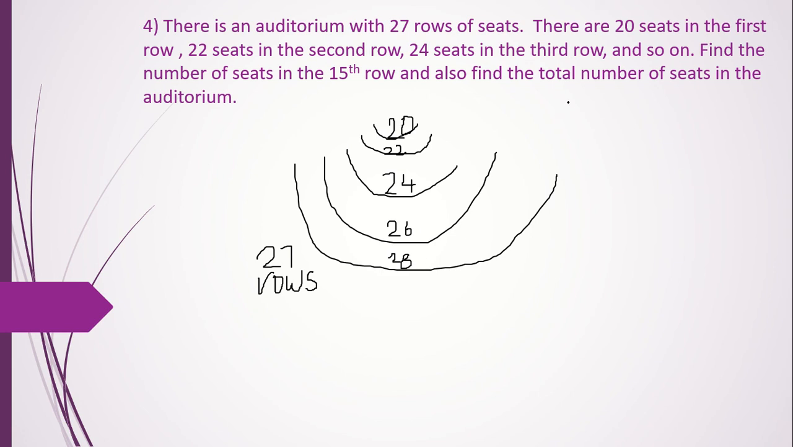So what we can say, that this sequence 20, 22, 24, 26, 28 is an AP because the common difference D is constant. Common difference is 2. It is going on increasing by 2, right? And A, the first term, is 20.